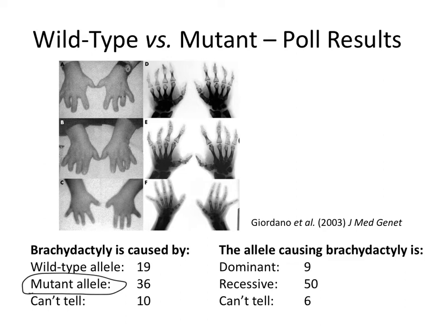Now, this is where things get tricky. Is this a dominant or recessive mutation that causes brachydactyly? Recessive? Okay, so why is it recessive? Because if it was dominant, then all it would take would be at least one version of that allele to be in the population.